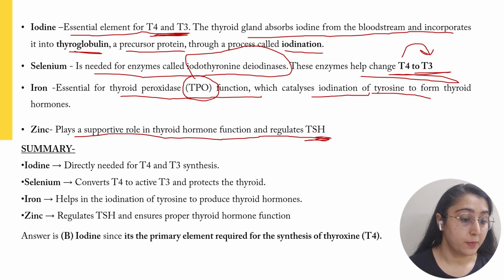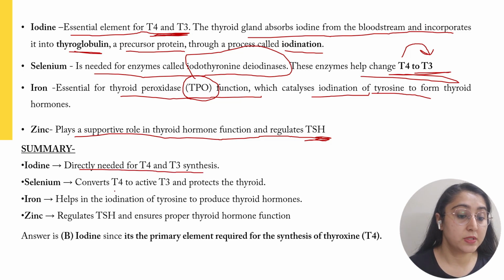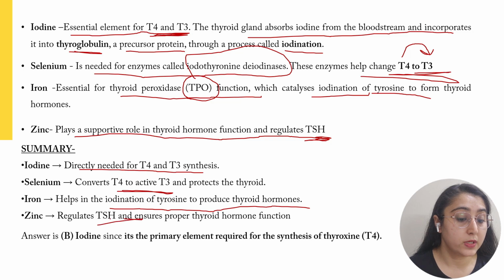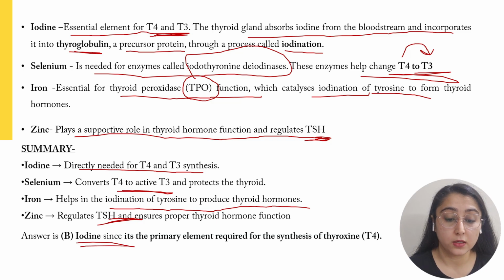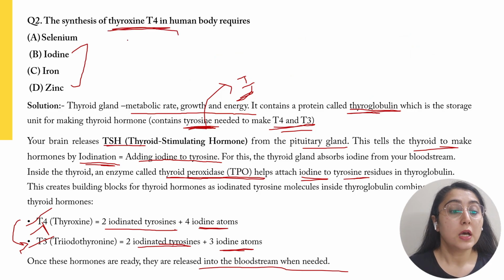So now if we summarize, basically iodine is directly needed for T4 and T3 synthesis. Selenium is needed to convert T4 to T3. Iron helps in this iodination process of tyrosine to produce thyroid hormones, and zinc regulates the TSH levels. Therefore, the correct answer to this question will be iodine, because it is the main element which is required for synthesis of thyroxine, and the question was asking about the element responsible for synthesis of thyroxine. Therefore, the correct answer to this question will be iodine.